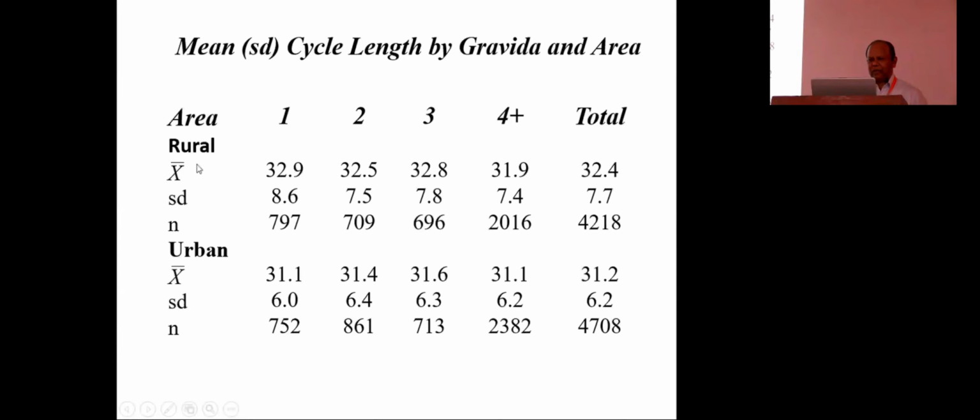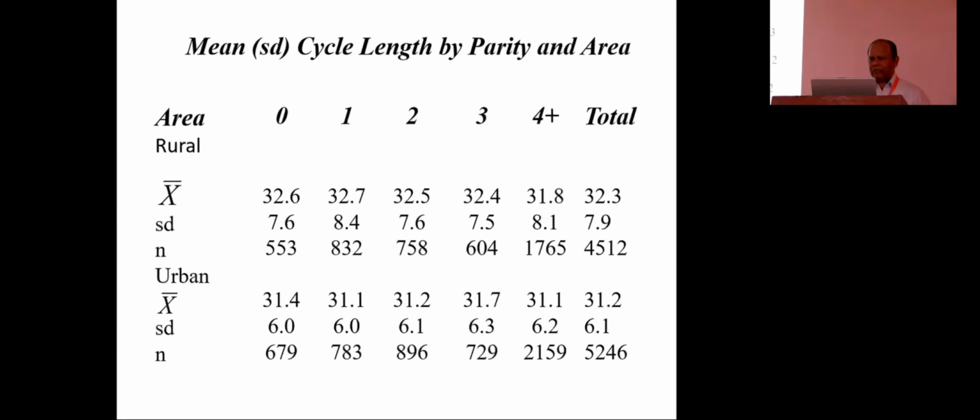Say for example, the area is rural or urban. This is the gravida, the number of pregnancies. This is the cycle length. Rural women had almost 32 days, whereas urban women had 31 days cycle length. First of all, it is not 28 days. Similarly, when you look at this data, the parity, 32 days and 31 days. So there is a good correlation between parity and gravidity. Do you agree with me?